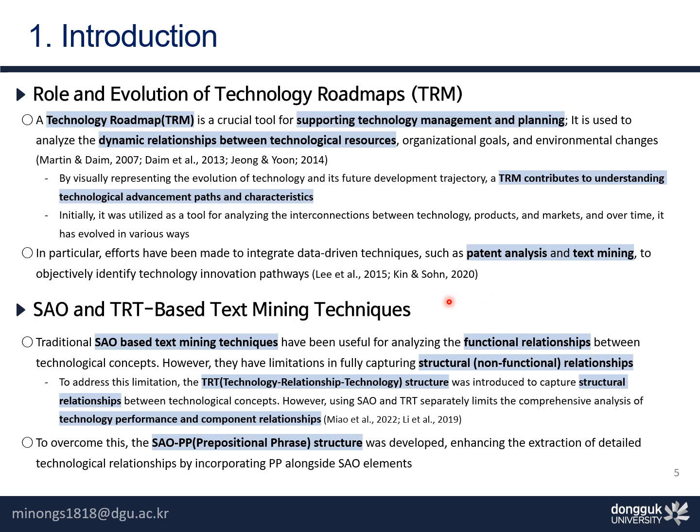Traditional SAO-based text mining captures functional relationships but misses structural ones. The TRT structure addresses this, but combining SAO and TRT is still limited. The SAOPP structure overcomes this by integrating prepositional phrases with SAO elements for a more detailed analysis of technological relationships.